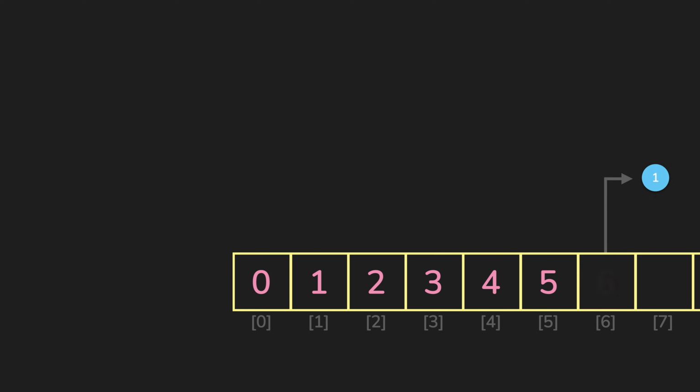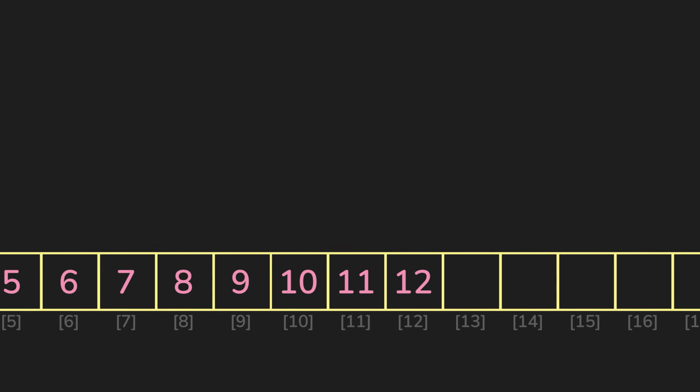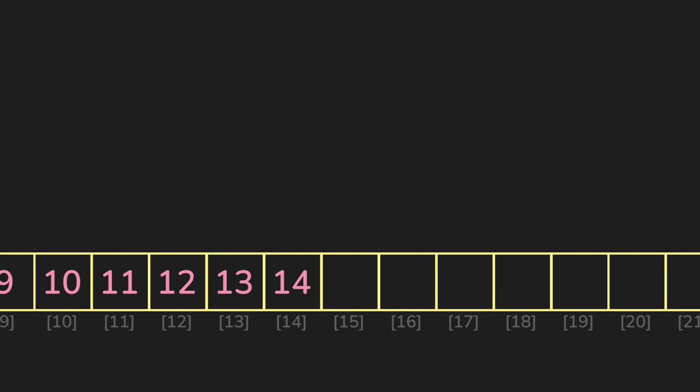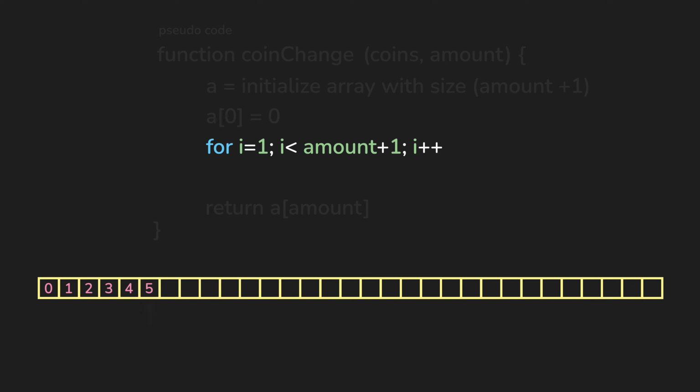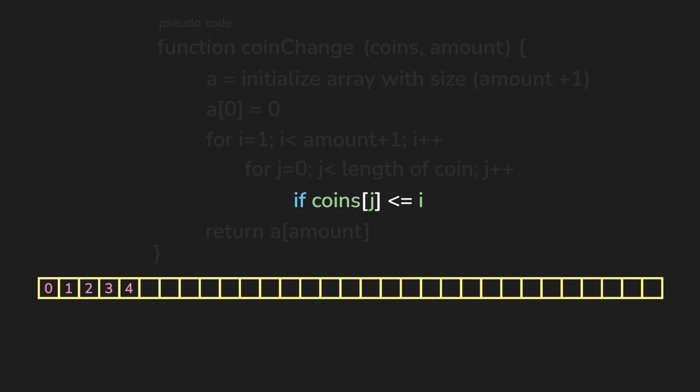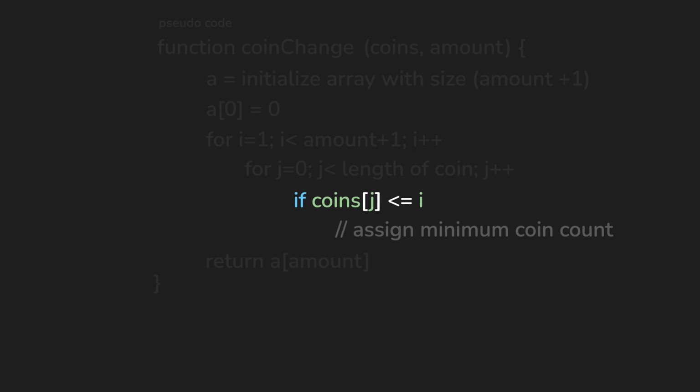Currently, we are looping each index for A and filling it up. So we will use a for loop to loop through A, and the amount will be represented with I. Then for each index, we are looping through the coins array, but we are only considering the coins that are smaller than the current amount, I. So we use an if statement saying if coins j is smaller or equal to I, and this is where we write the code that assigns the minimum coin count to A of I.